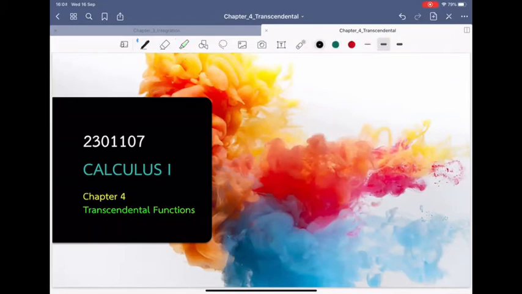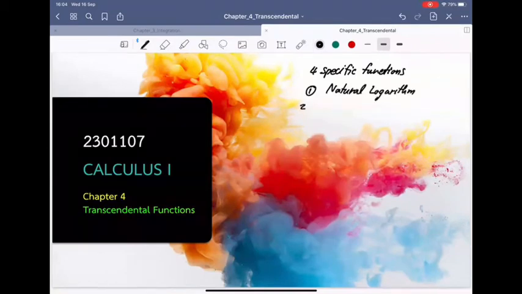So we're going to learn 4 specific functions. So this is the intro. The first one that we're going to learn is natural logarithm. Number 2 is going to be the exponential function. The third one that we're going to learn is the trigonometric function.